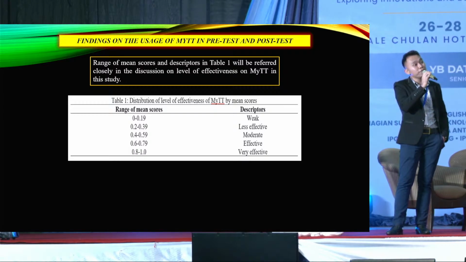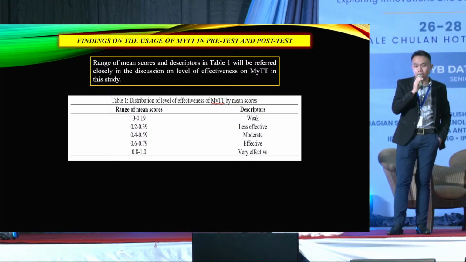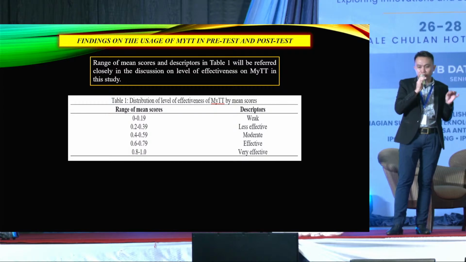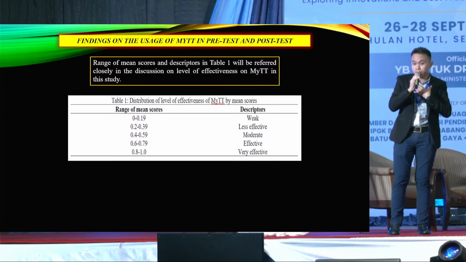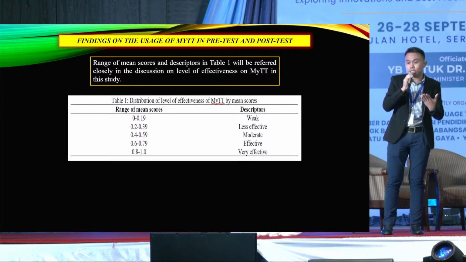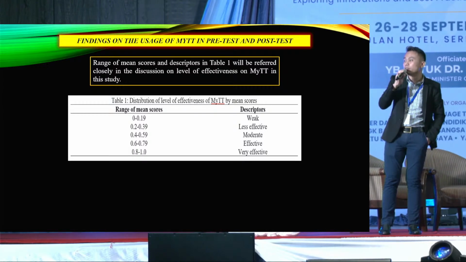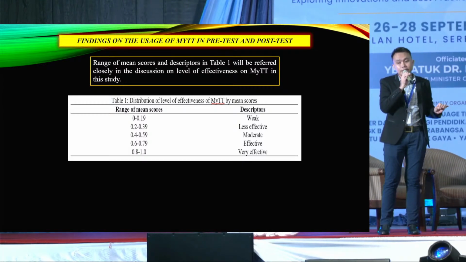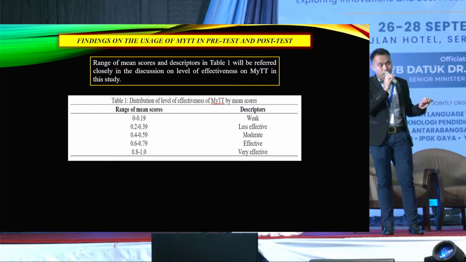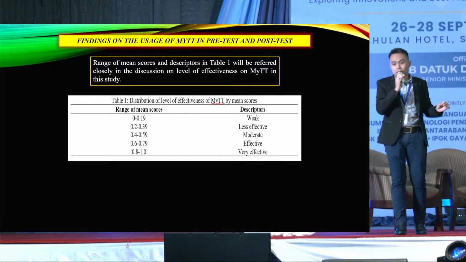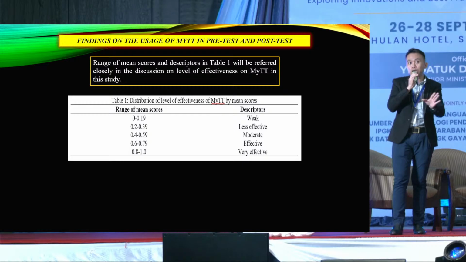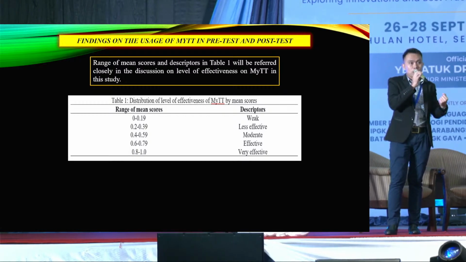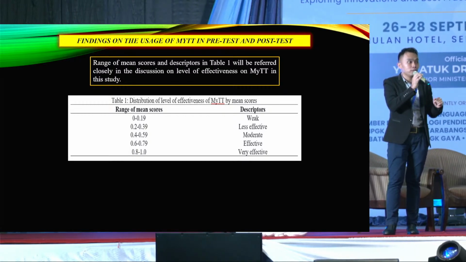Next slide, please. All right, so these are the findings on the usage of MyTT in pre-test and post-test. This is to answer the first research objective. The range of mean score and descriptors in Table 1 will help us, including me, to refer closely to discuss the level of effectiveness of MyTT in this study. I give you time to look at it. I go by mean score because this is an action research, so we do it simple.